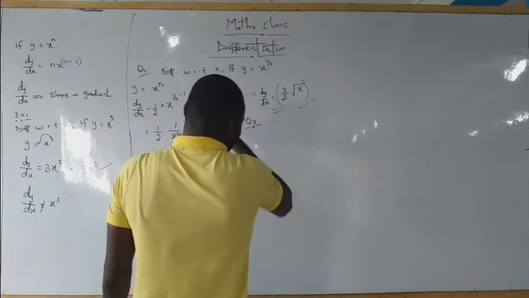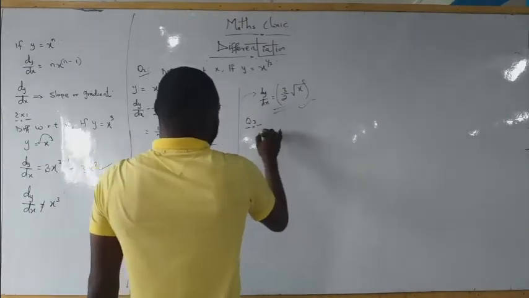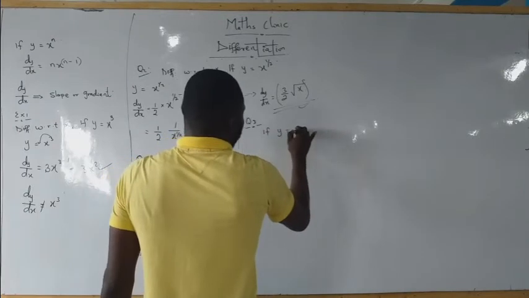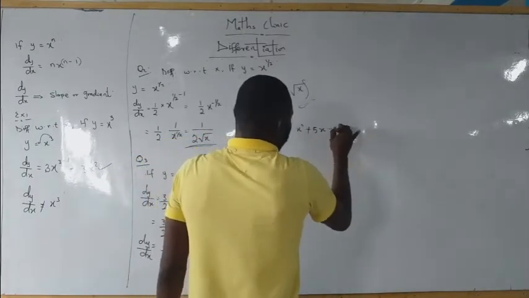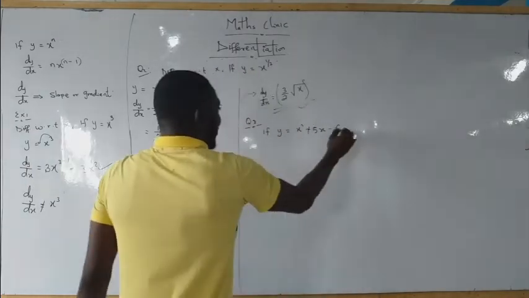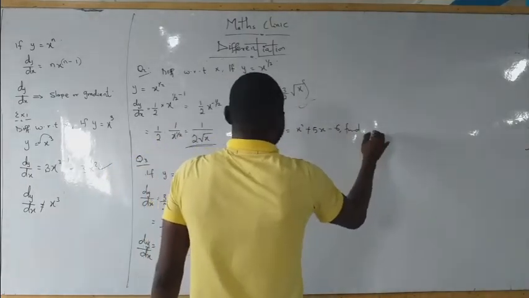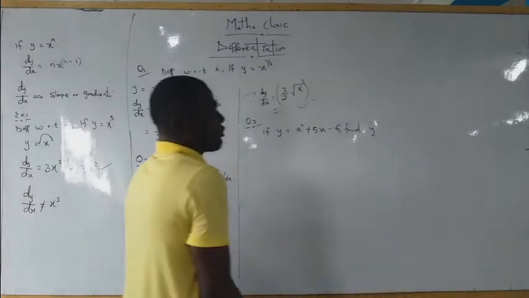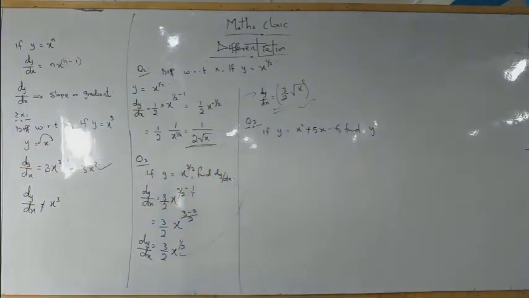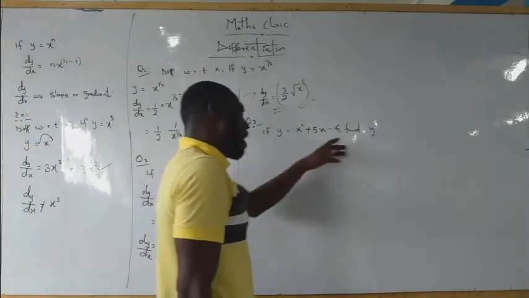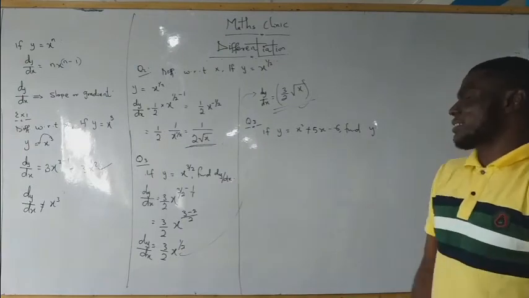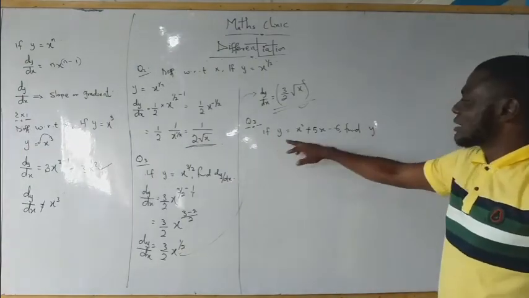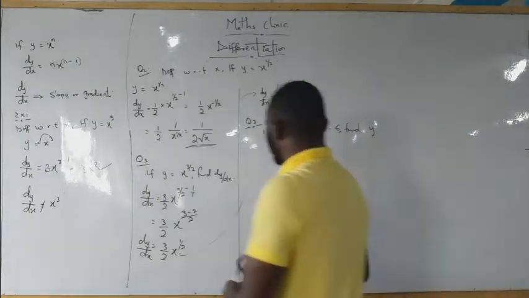So the last one on the list, let's look at question 3. If y equals x squared plus 5x minus 6, find y prime. What do you mean by y prime? y prime is still the same thing as dy dx.